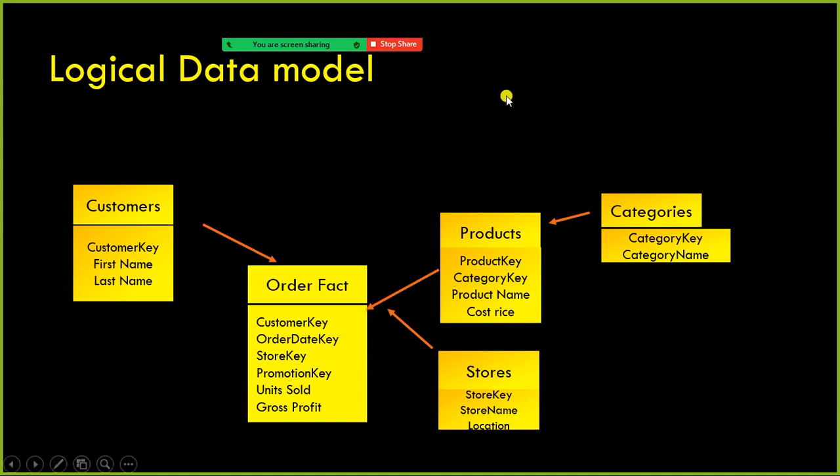Okay, as part of the logical data model, we define all the attributes, like the category key, product name, and cost price, for each entity that we identified as part of the conceptual data model. And also the business rules, right? So not only do we define the structure and add the attributes for each table, we also define the relationships and the business rules.